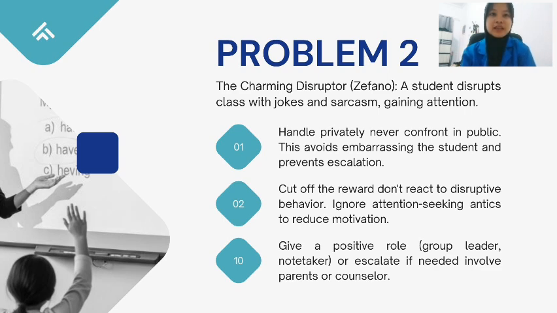The key insight here is that Zefano's behavior is driven by attention. He wants the reaction, so the solution is to cut off that reward. First, never confront him in front of the class. That's his stage. Talk to him privately. And second, stay calm and don't react. When Miss Giandra doesn't take the bait and the class stops laughing, Zefano loses his motivation.